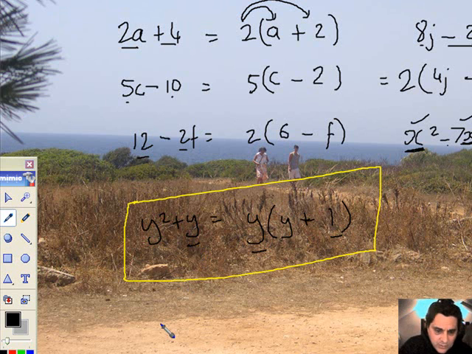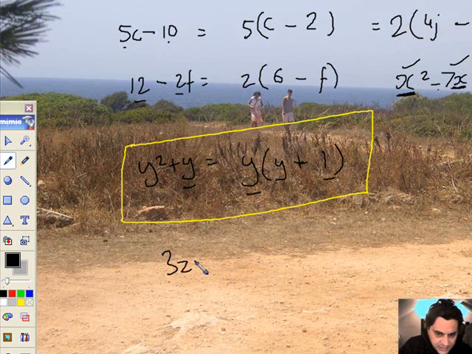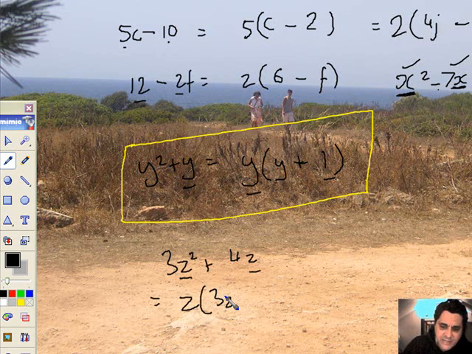Try n now. We have got 3z squared plus 4z. Right, I can't take a 3 and a 4 as a common factor. I haven't got one. But I can take a z from that and a z from that. Therefore, the highest common factor will be z. Take it out. That'll give me 3z left inside, because z times 3z makes 3z squared, plus 4, because z times 4 makes 4z. Alright?